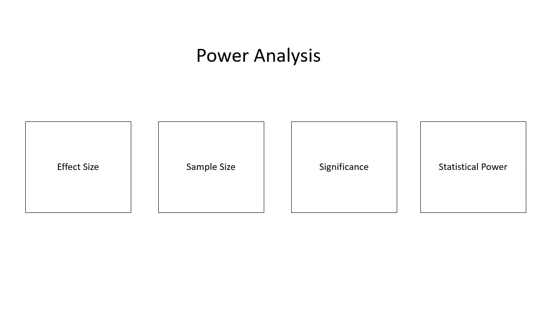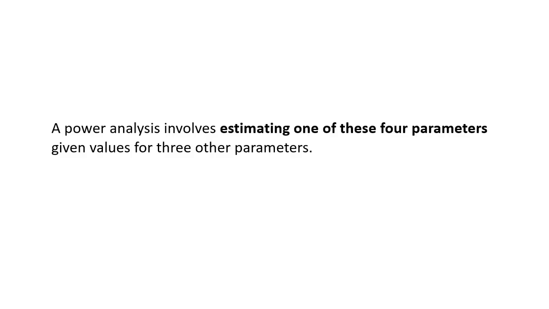All four variables are related. For example, a larger sample size can make an effect easier to detect, and the statistical power can be increased in a test by increasing the significance level. A power analysis involves estimating one of these four parameters given values for the other three parameters. For example, the statistical power can be estimated given an effect size, sample size, and significance. Alternatively, the sample size can be estimated given different desired levels of significance.